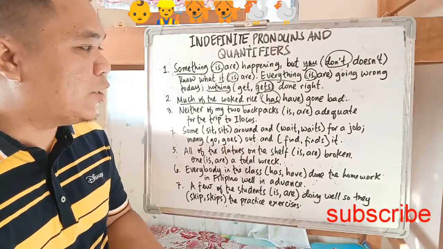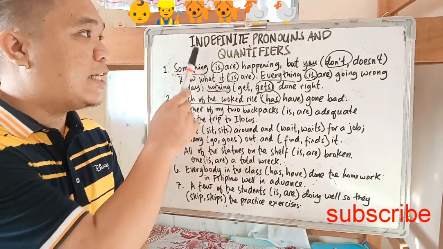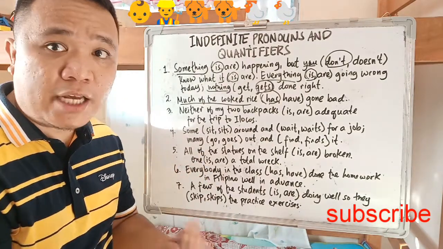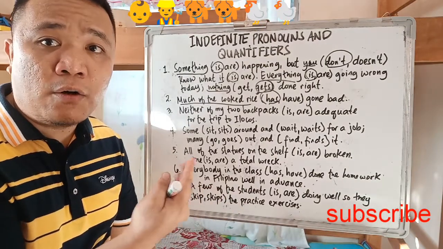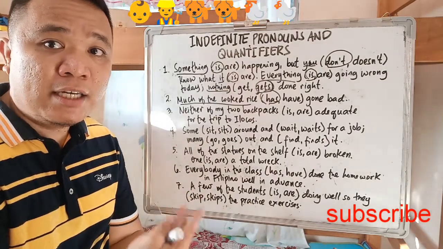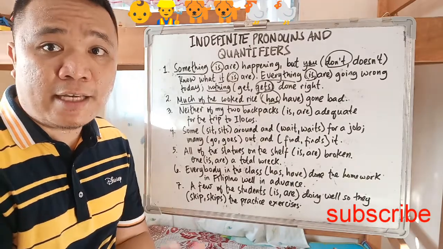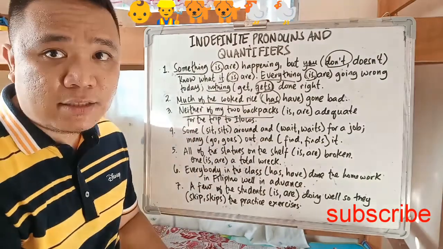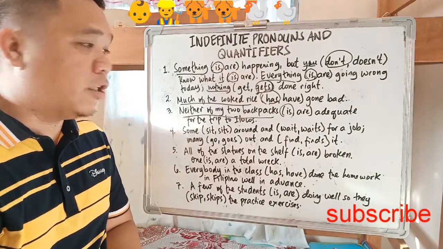Okay, so this is a quantifier. Next, neither of my 2 backpacks are adequate for the trip to Ilocos. So neither is an indefinite pronoun. Once you have neither of the objects, not neither nor or either or where you choose the second one, but here in neither of, it always functions as singular. So neither of the 2 backpacks is our singular subject, and of course our verb is adequate for the trip to Ilocos.